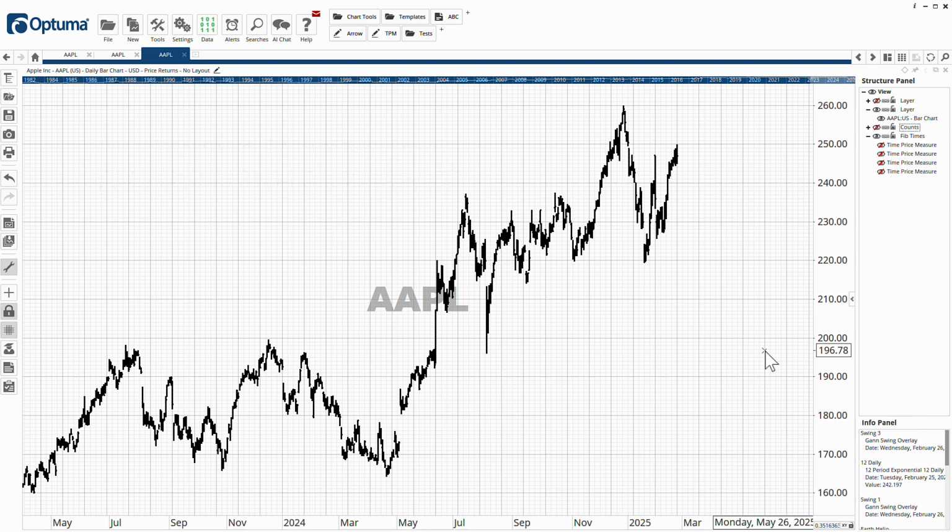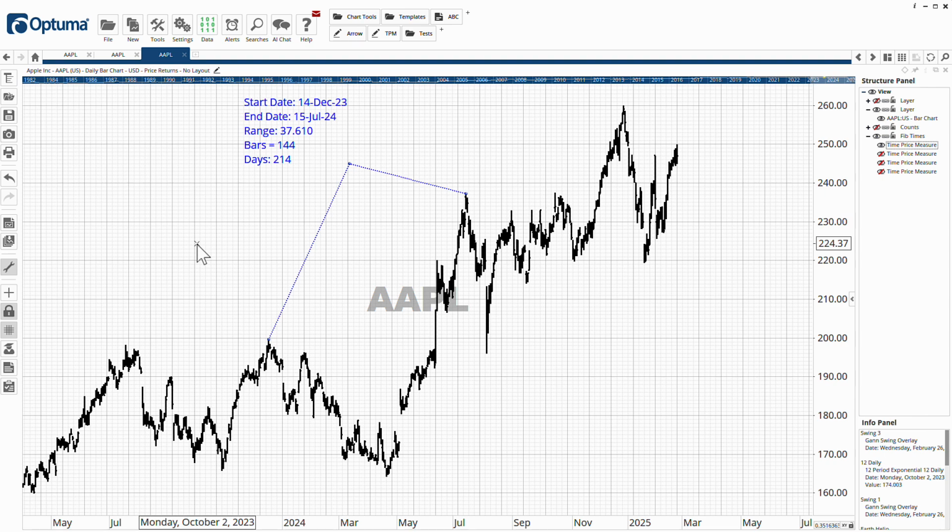Let's have a look at a couple of fabulous examples on Apple. Now I've just done this very quickly. There's several ways of doing it. In Optima, the fabulous software package, there is a time price measure tool. Now what you can see that I've done through here is I've simply started a time count from 14th of December 2023, which was a very significant point on the chart, a double top, and the market fell away from $200 and fell down to $165.